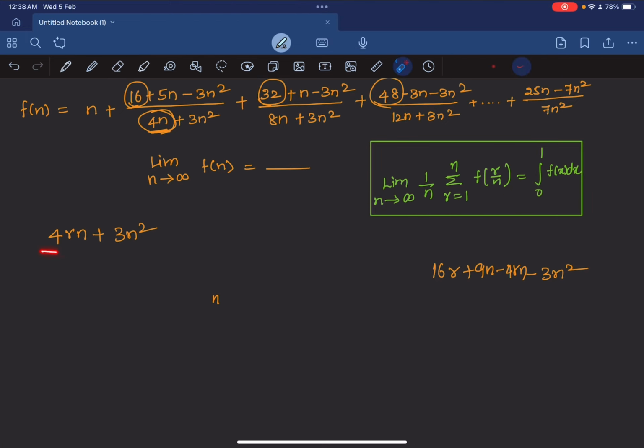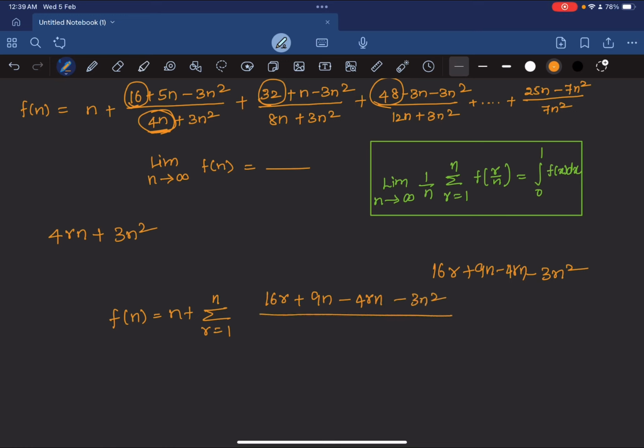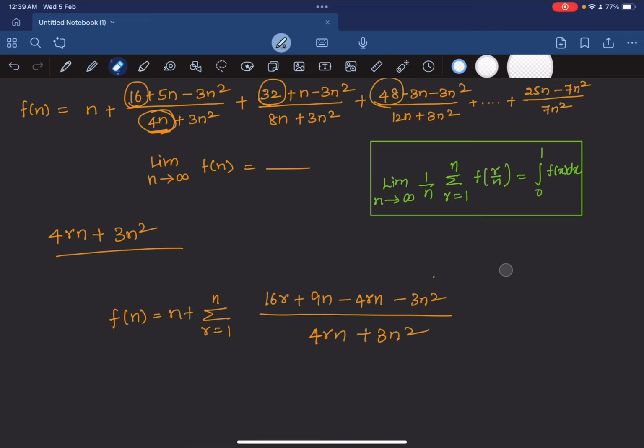Now we have this general term for the denominator and this general term for the numerator for these particular terms. So f of n can be written as n plus sigma r runs from 1 to n of 16r plus 9n minus 4rn minus 3n square for the numerator, and the denominator is 4rn plus 3n square. We'll erase this.